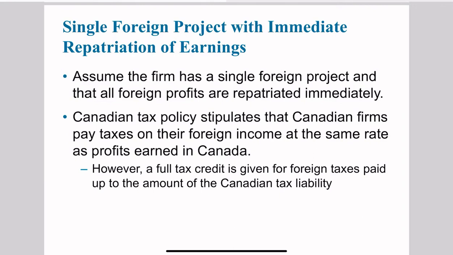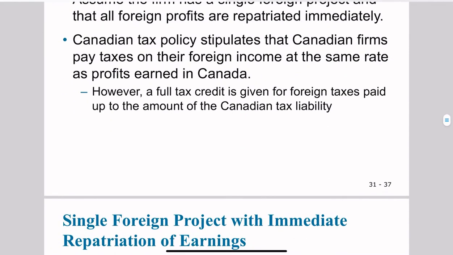And then we discussed this simple case, that is a domestic firm has a single foreign project. And we learned that, at least from the perspective of Canada tax policy, if a Canadian firm brings income from overseas, then it has to pay taxes on this foreign income at the same rate as profits earned in Canada. And then a tax credit will be applied.